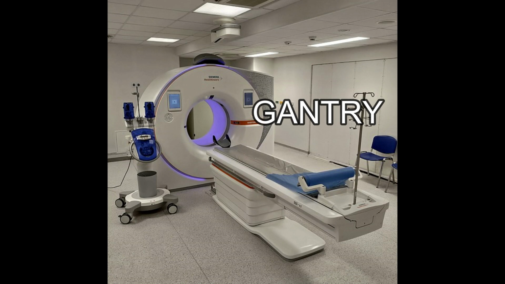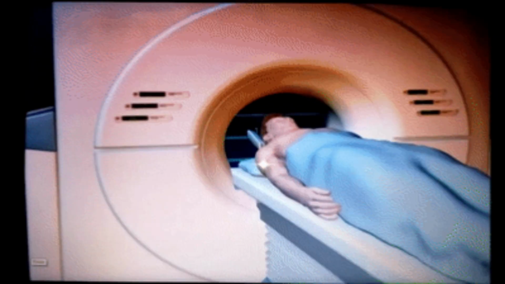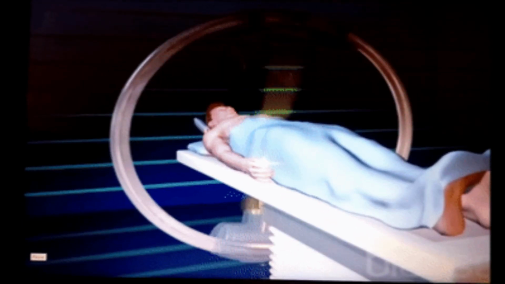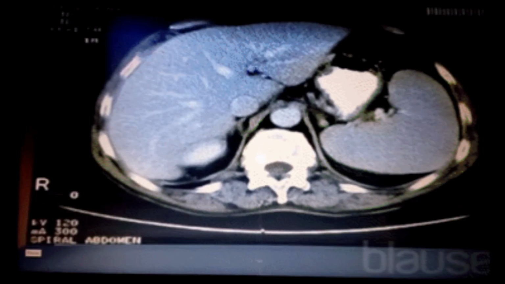Now let's see how the system works. A CT scan machine consists of a large donut-shaped machine called a gantry, which houses an X-ray tube and detectors. The patient lies on a table that moves into the center of the gantry. The X-ray tube inside the gantry emits a narrow beam of X-rays that pass through the body. The tube rotates around the patient, capturing multiple X-ray images from different angles. It is like a camera taking many pictures while moving around you.